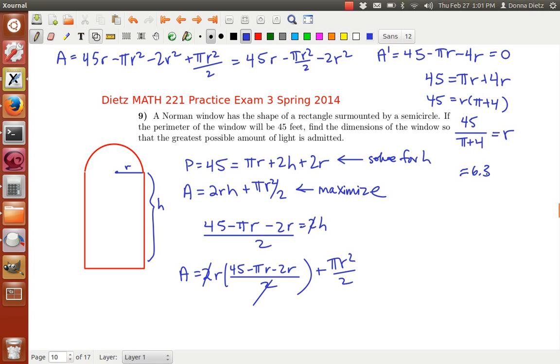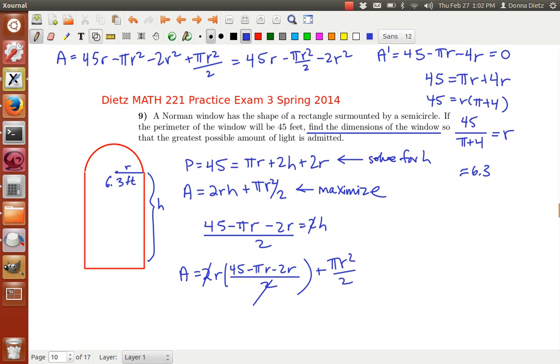Well, there's r, but does it say find the radius, or does it say find the height, the dimensions, or the area? So we got to go back and read the question. Okay, we took all this information. Find the dimensions of the window. So we already have r, we just need to find h. It could say find the greatest area, but it didn't. It just said find the dimensions. So we've got r. So we have 6.3, what was it, feet? Yeah, right, okay. It's a pretty big window.